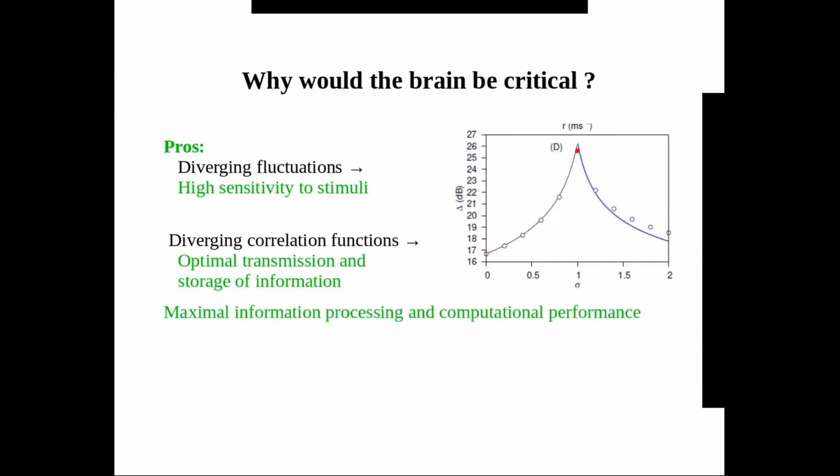Okay, and the most important thing, which has been shown by some information processing studies, is that there is a maximum of this capability of such neural systems in computational performance. But there are some disadvantages of criticality. First of all, you have to tune at the critical point. And the second one is, if you are close to criticality, there is a danger that you fall into the supercritical regime, which can be considered epilepsy in human behavior.